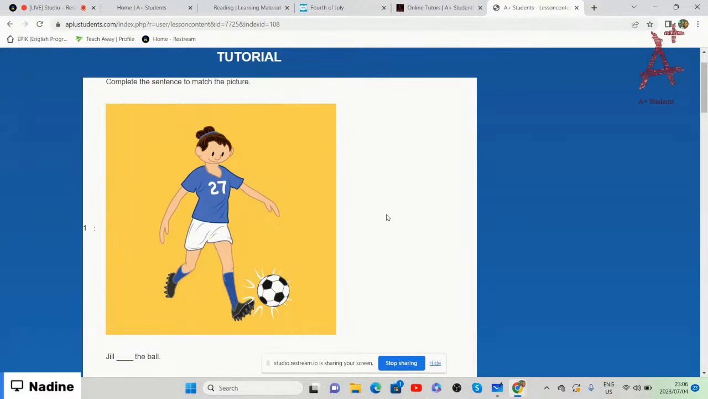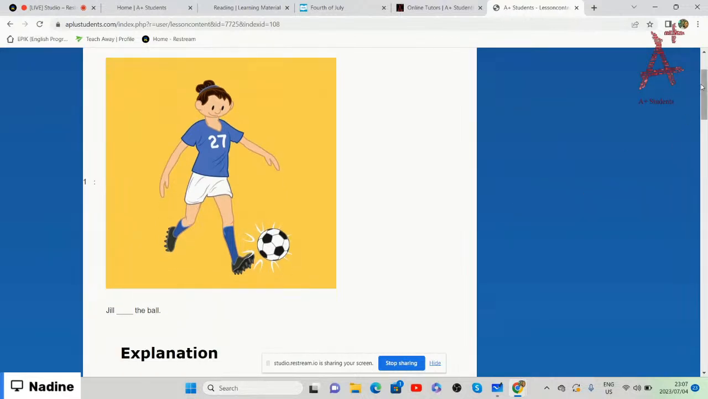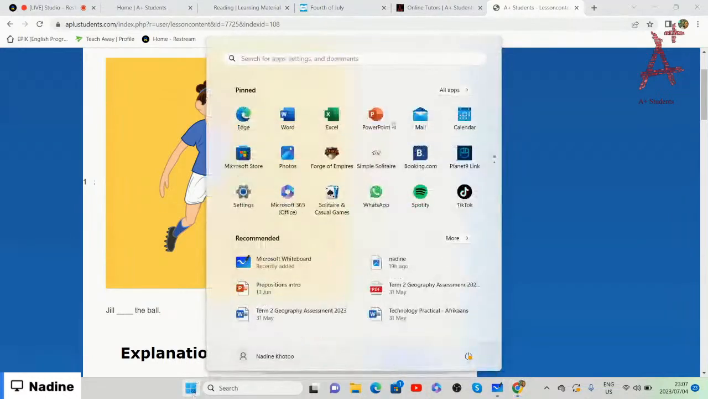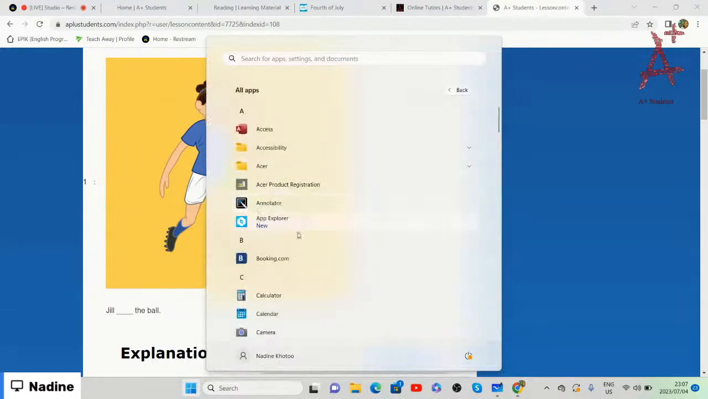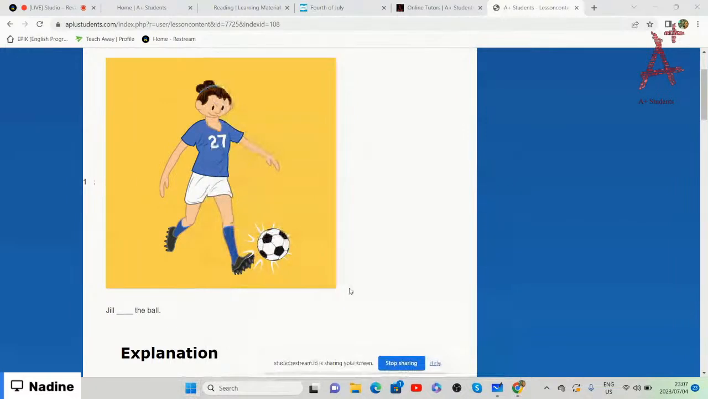So if we look at the sentence just under this girl, it says, Jill the ball, right? So what did Jill do with the ball? You need to say what Jill did with the ball. So you can either say Jill played with the ball, or you can say Jill kicked the ball, right? Anything that shows it is a verb, something that she is doing, right?